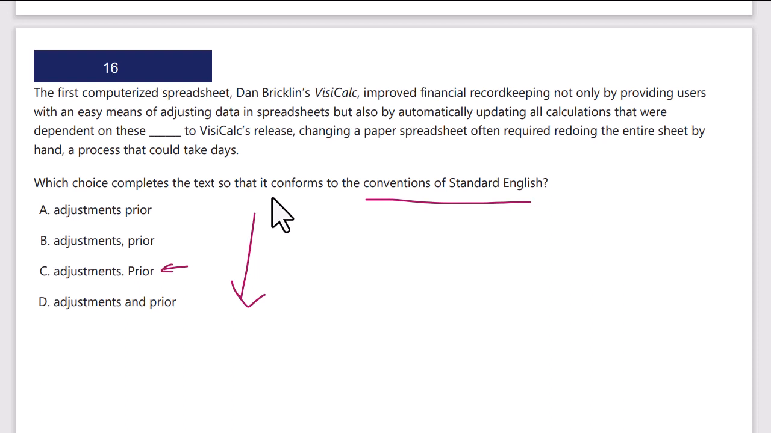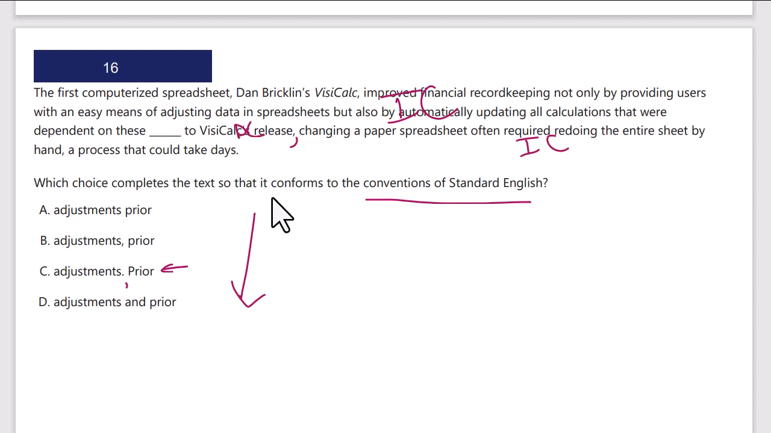Let's check. The first computerized spreadsheet, VisiCalc, improved financial record keeping not only by providing users with an easy means of adjusting data in spreadsheets, but also by automatically updating all calculations that were dependent on these adjustments. This is an independent clause. After adjustments, we would say, prior to VisiCalc's release, dependent clause, comma, changing a paper spreadsheet often required redoing the entire sheet by hand. That's an independent clause.